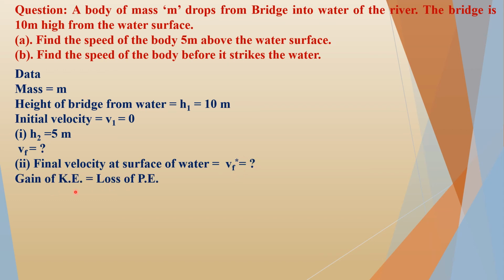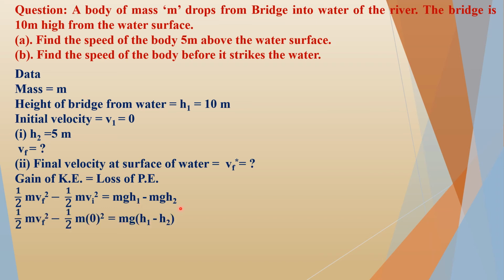Solution. Gain of kinetic energy is equal to loss of potential energy. Using the formula, half m final velocity square minus half m initial velocity square is equal to loss of potential energy, that is mgh1 minus mgh2. We know that initial velocity is equal to 0, so this term becomes 0, and we get half m final velocity square is equal to mg(h1 minus h2).